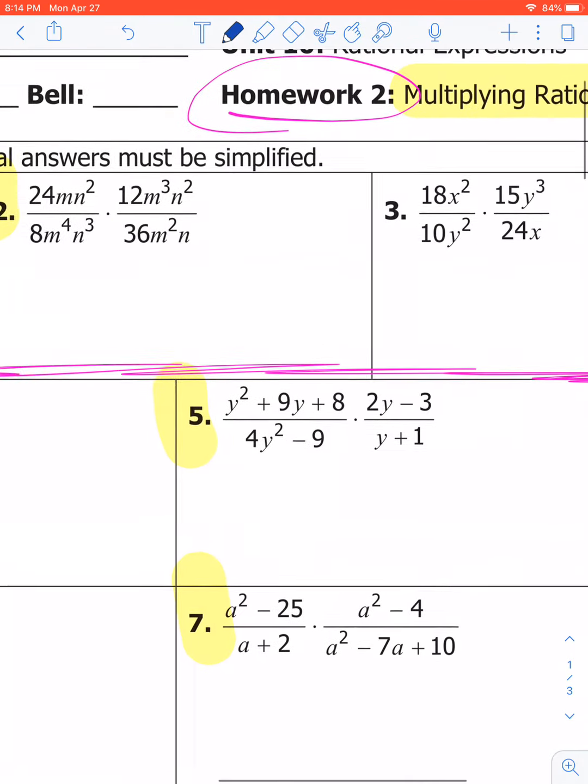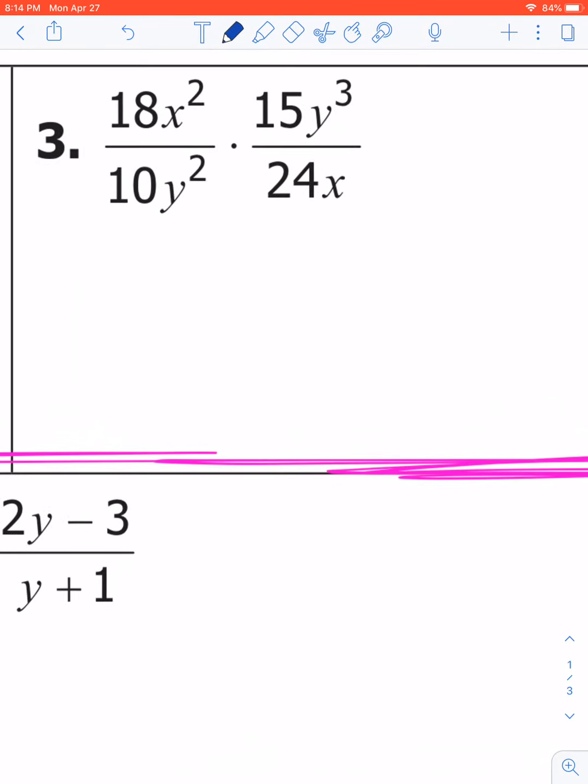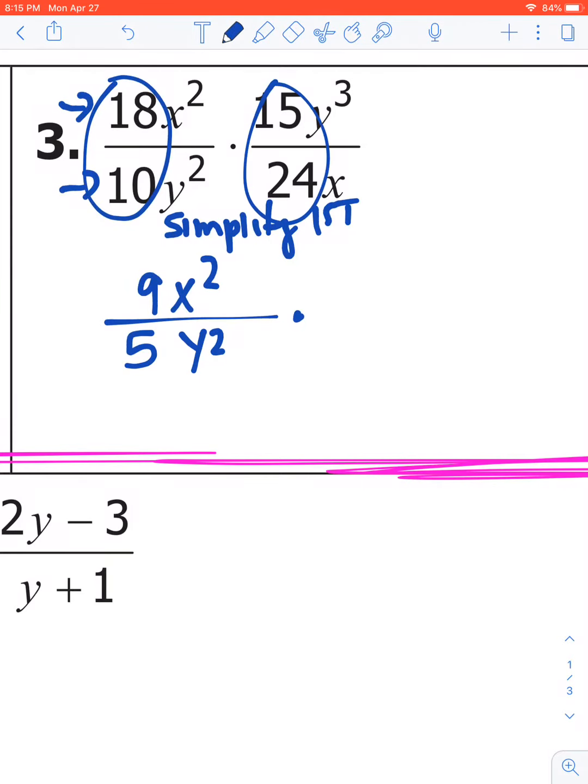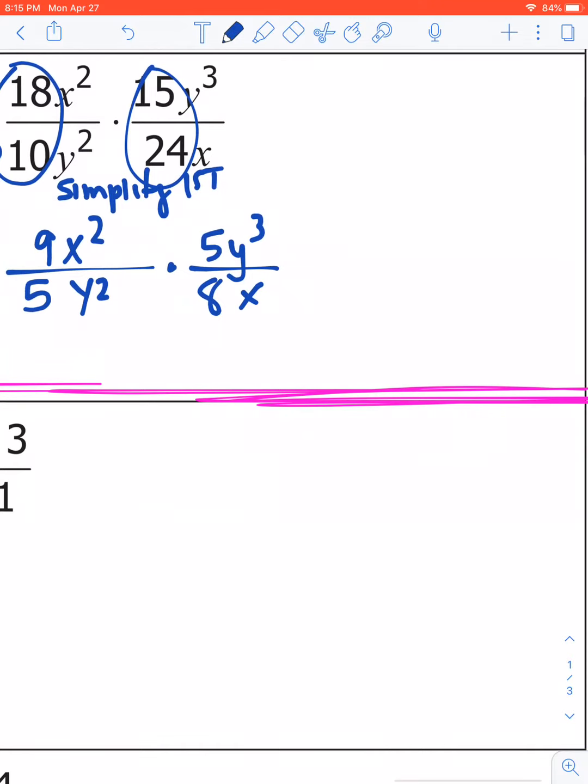Let's look at problem 3. On problem 3, you are welcome to just multiply straight across and you're going to get big numbers. So what I'm going to choose is I am going to simplify first. You don't have to do this, but 18 over 10 reduces to 9 over 5, and 15 over 24 reduces to 5 over 8. And this just gives me smaller numbers to work with.